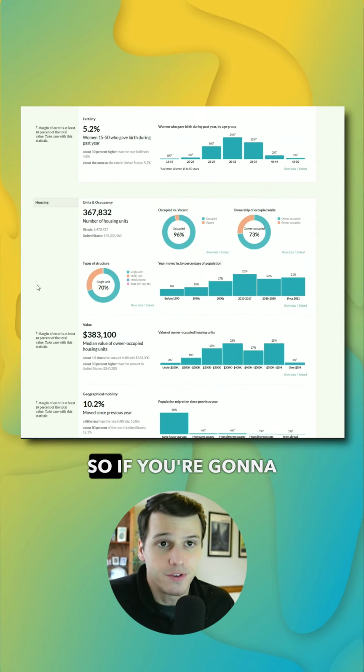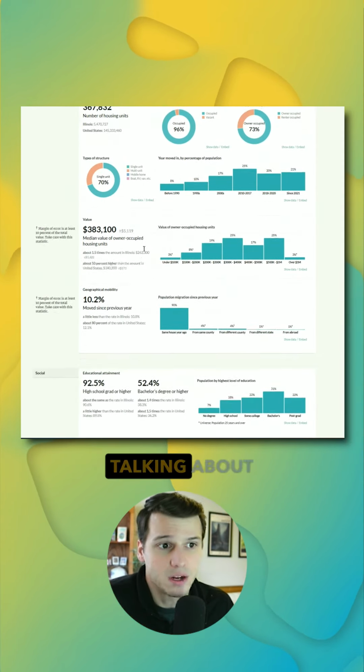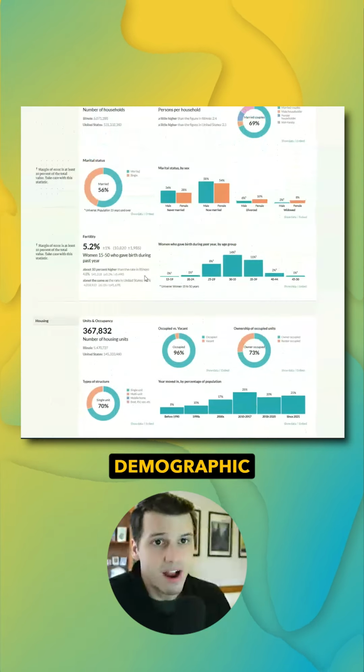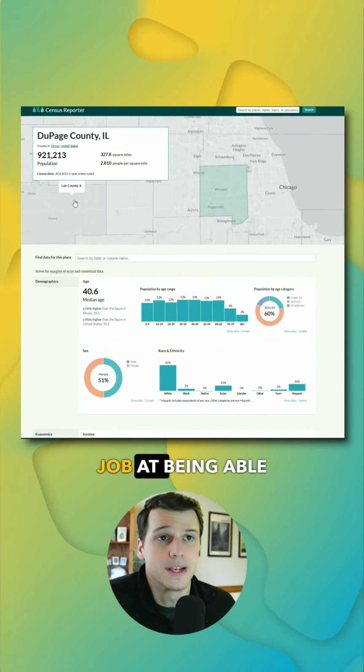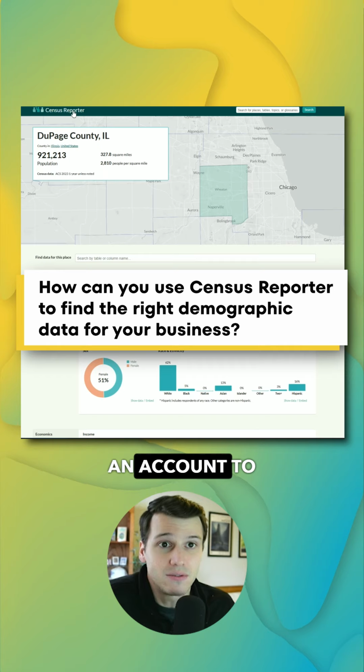There's some housing data. So if you're going to be doing home repairs, remodels, flipping, that kind of stuff, it's going to be talking about housing units. So again, we can talk about all of this. Education status. You can find the demographic data that's going to be useful for your type of business, and this site does such a great job at being able to help you find it. So being able to access this is really easy. Again, you don't even have to create an account to use this tool.